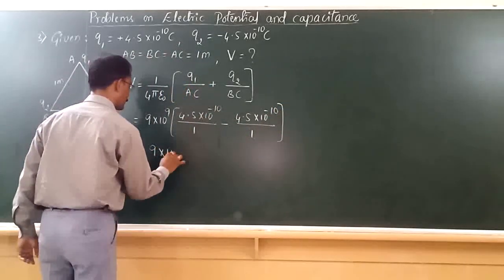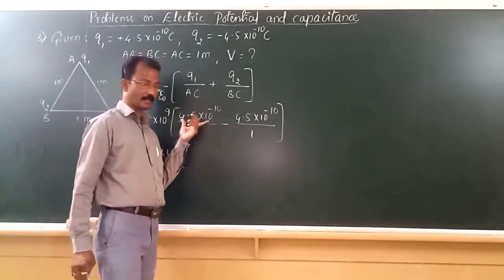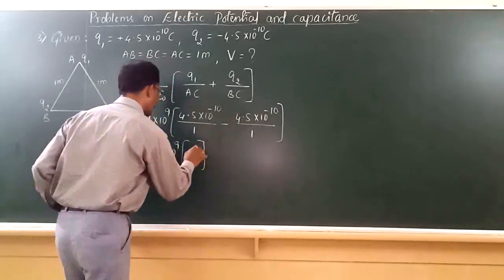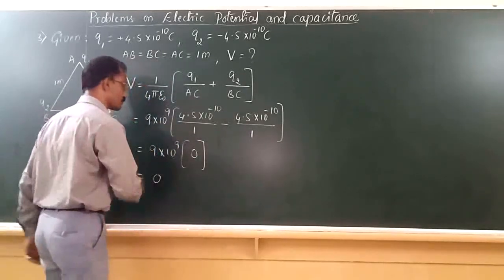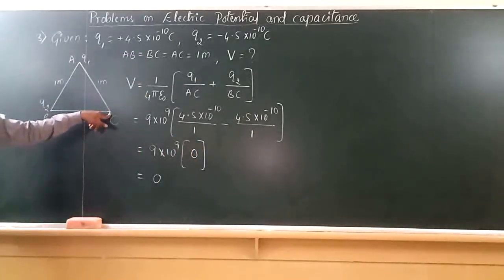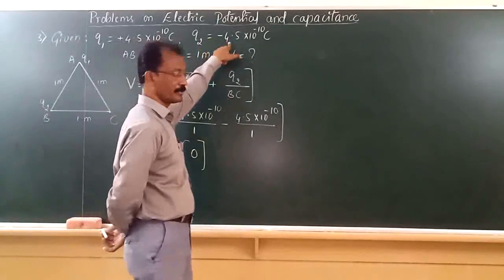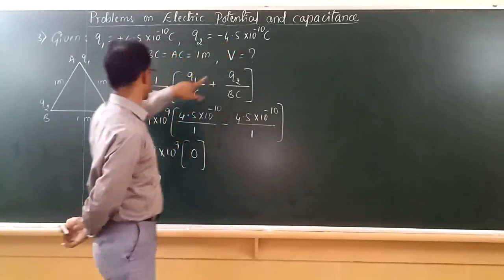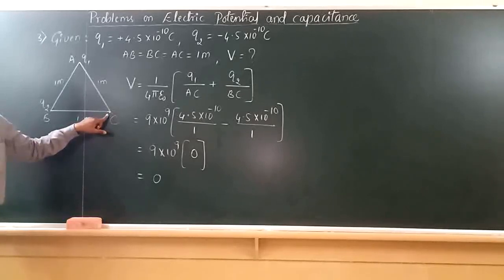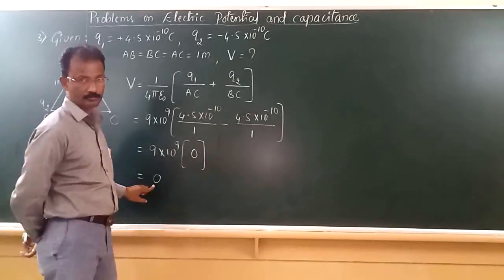is equal to 9 into 10 raised to 9 into bracket 4.5 into 10 raised to minus 10 minus 4.5 into 10 raised to minus 10, which is 0. Net potential is 0. So in the equilateral triangle, this point is a point on the equatorial line of a dipole. Q1 and Q2 are of the same magnitude but opposite in nature, therefore this is an electric dipole. C is a point on the equatorial line, therefore on the equatorial line, electric potential is 0.